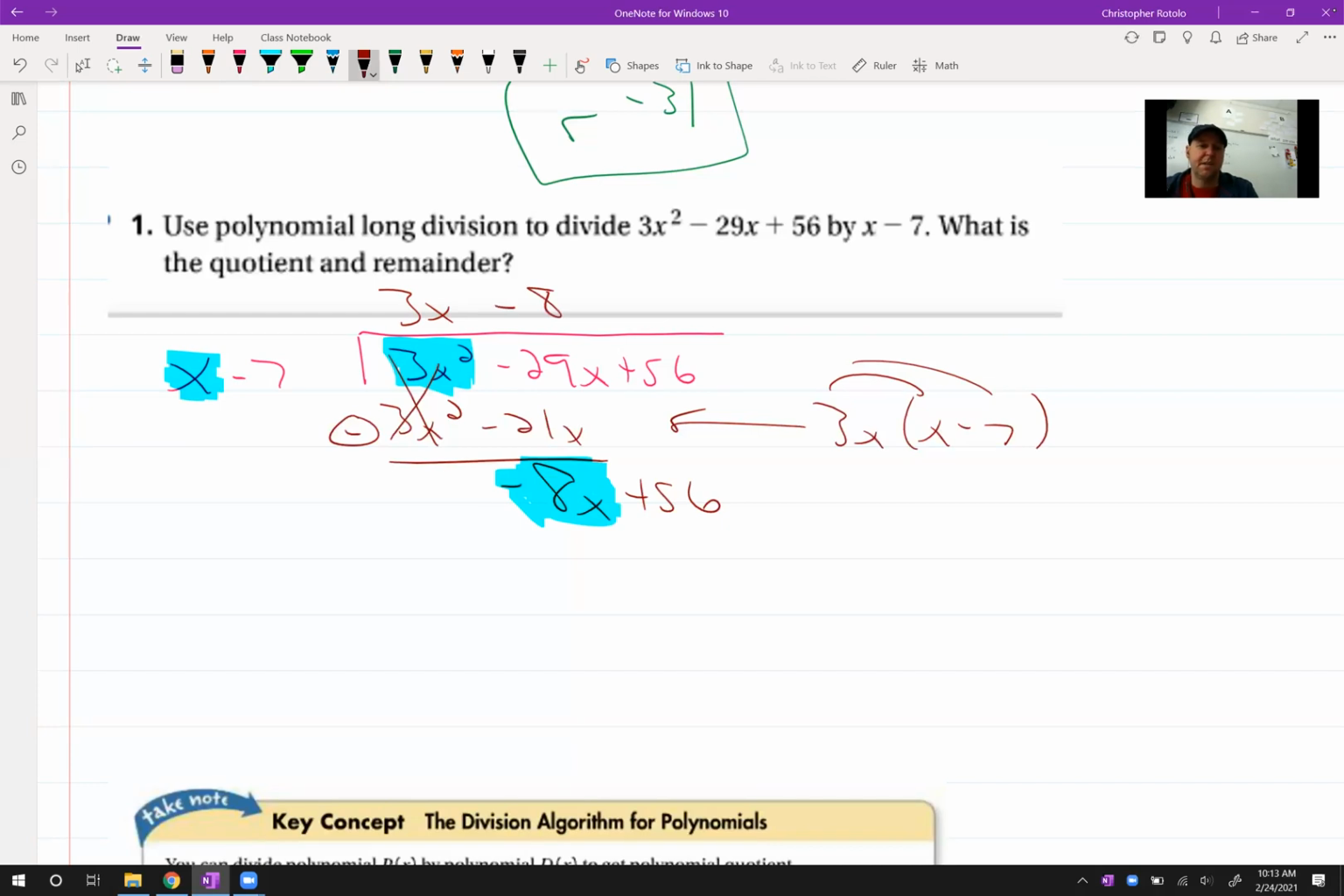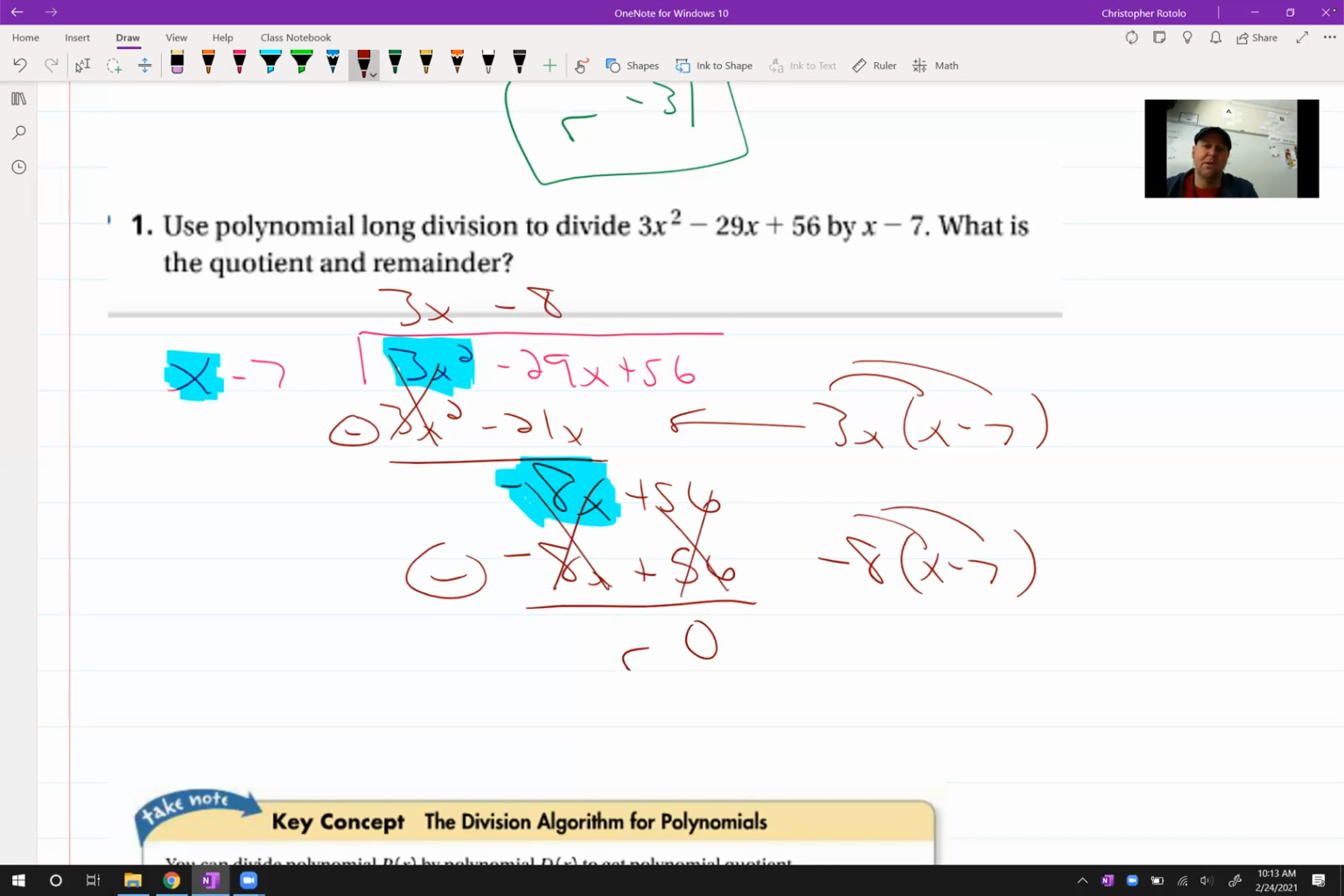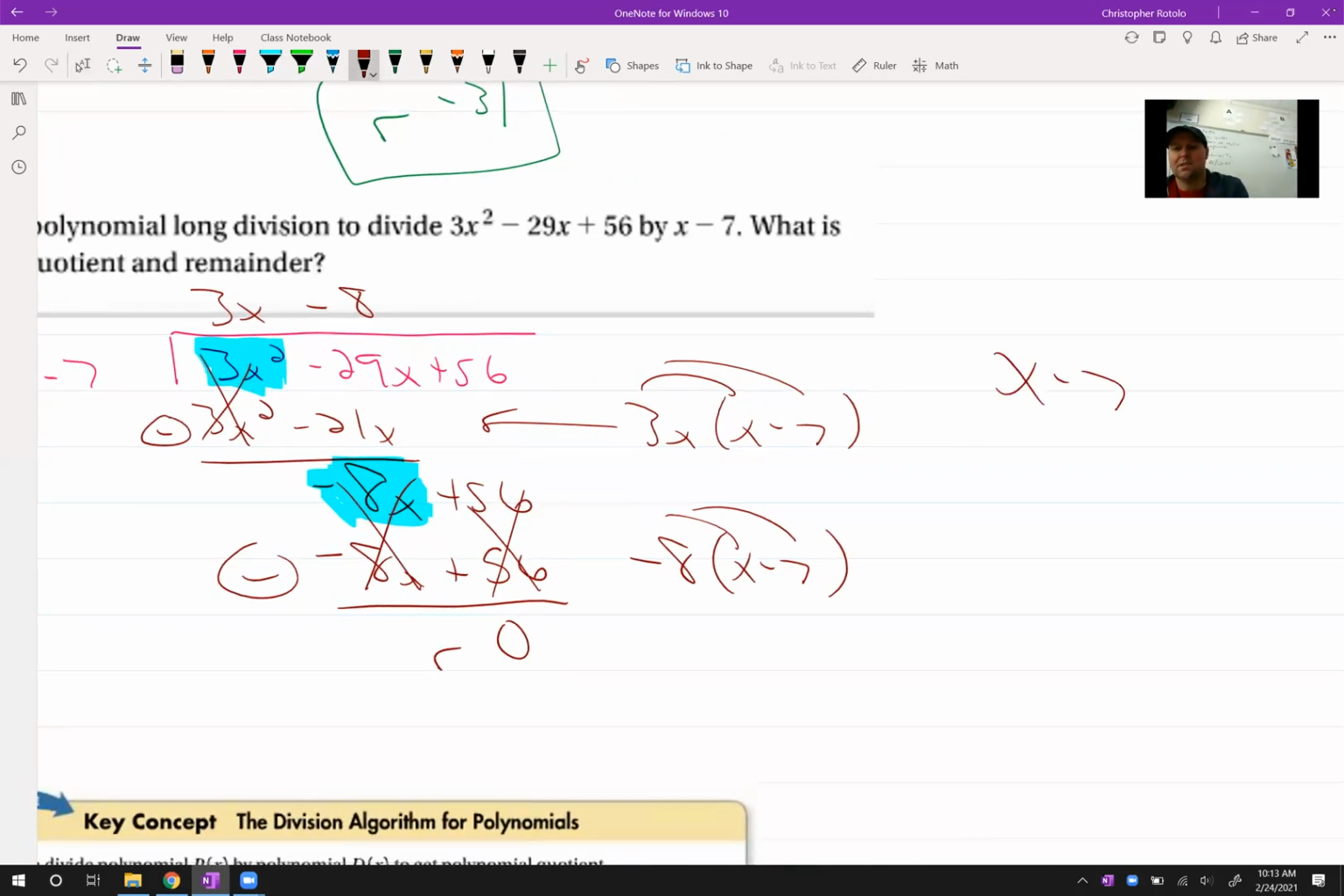So negative 8 I'll put up top here. All right, so negative 8 times x minus 7. Let's distribute it. Negative 8x plus 56. We're going to subtract. There it goes. And 56 minus 56. My remainder is 0, so I don't have to write anything extra up here. And what that means, we could go over here and say x minus 7 times 3x minus 8.